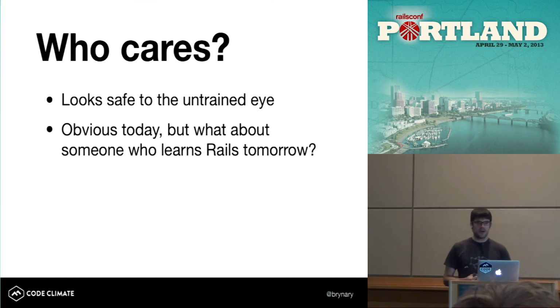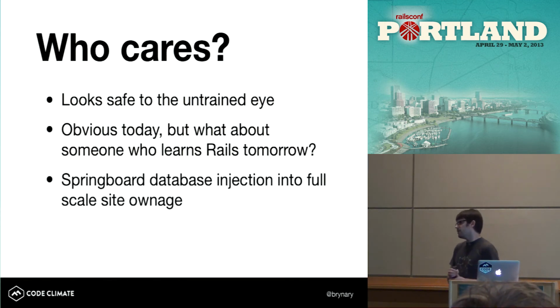So this is obvious to a lot of us in this room today because of everything that happened in January. But what about the person who comes along and learns Rails next month, who never had this experience of this high-profile YAML vulnerability? Are they going to know about the risks involved? And you don't want a case where you can springboard the injection of a single value into your database into a full-scale box ownage, right?